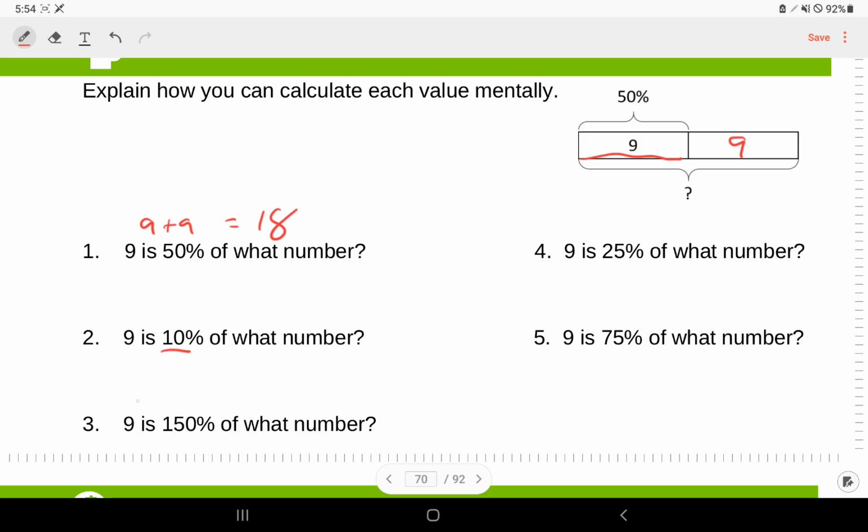Here, we knew 10 was, we had to divide by 10 to get it. So we knew it looked like this. 1, 2, 3, 4, 5, 6, 7, 8, 9. 1, 2, 3, 4, 5, 6, 7, 8, 9, 10. And this one was 9. So that's 18, 27, 36, 45, 54, 63, 72, 81, 90. So 9 times 10.